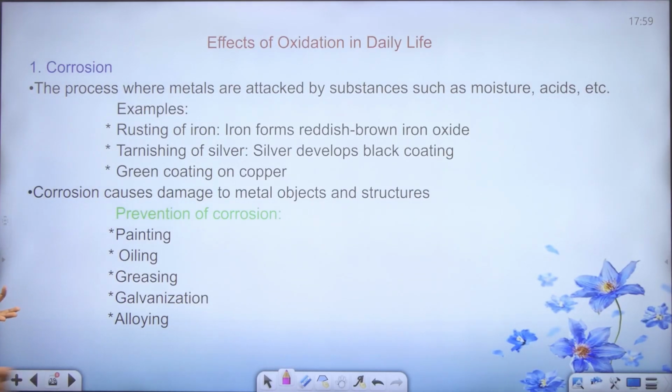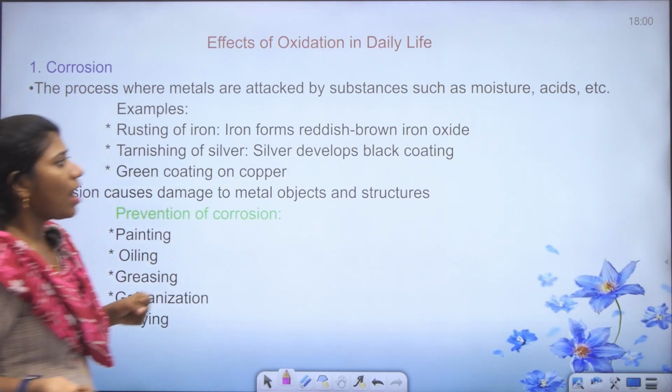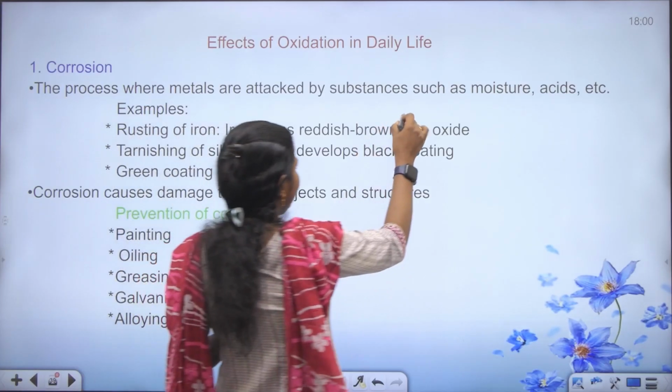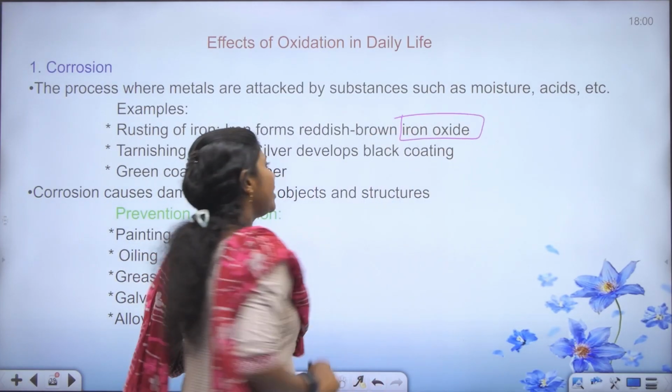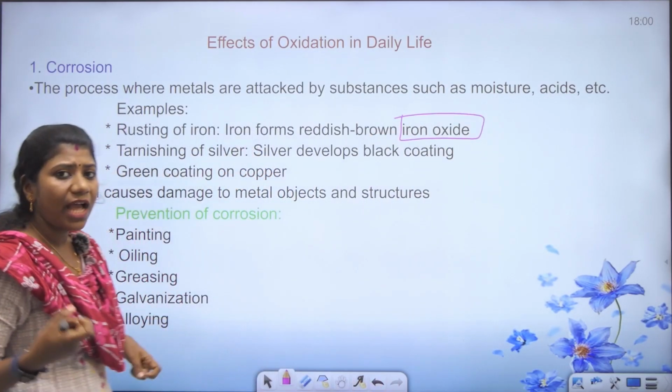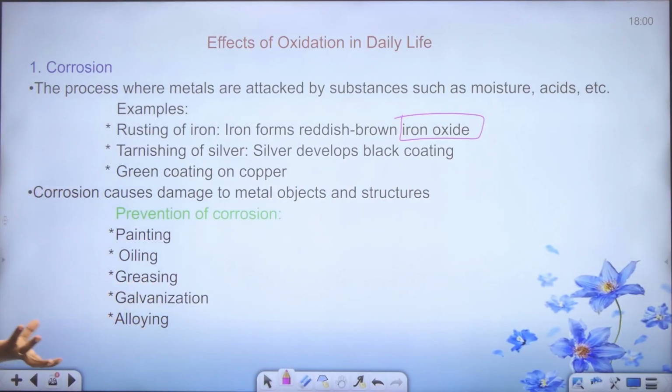Iron reacts with water vapor in the atmosphere to form rust. Rust is chemically iron oxide. It's a reddish brown colored substance. Iron reacts with atmospheric moisture or air to form rust. Rusting of iron forms reddish brown iron oxide.